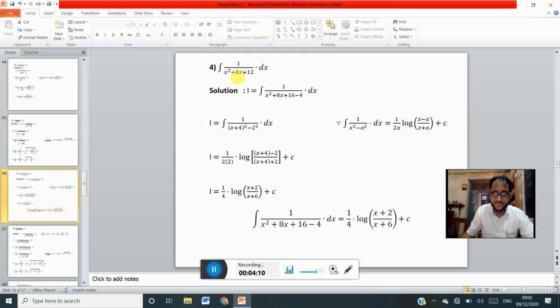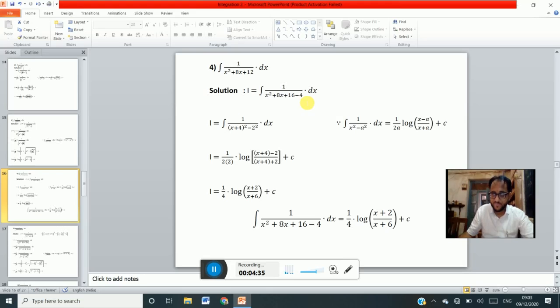What is that? Divide the coefficient of x by 2. Here the coefficient of x is 8, divide by 2, so 8 by 2 is 4, and then square that term, 4 square is 16, so we have to add and subtract 16 in the denominator, right? So see here, x square plus 8x plus 16, and plus 12 minus 16, which means minus 4, right? Now 16 minus 4 means what?